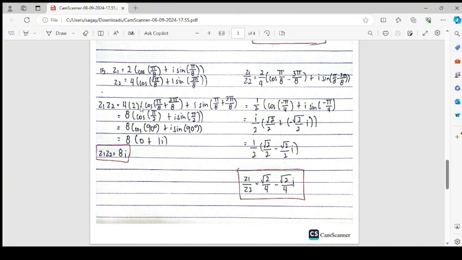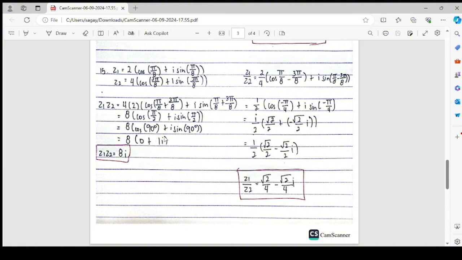Then we simplify, which makes this 4 times 2 is 8. Then cosine, if you put this in a calculator, you will get pi over 2 plus i sine pi over 2. Since it's the same, it's going to be pi over 2. Then since pi over 2 has a value, we just use that value, which is 90 degrees. So 8 cosine 90 plus i sine 90, and we get 0 plus 1i.